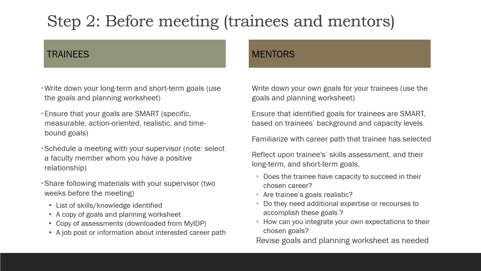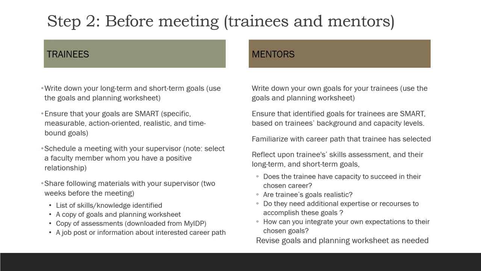Once you write down your own goals for these trainees, look at the materials provided by your trainees and their chosen career path, and familiarize yourself with their career path. If you don't know about that career path, reach out to your institution's career center, get more information, or contact me. I will try to help you with finding more information. After you read through the trainee's material, reflect upon the trainee's skill set, their long-term and short-term goals, as well as what you have drafted for the student.